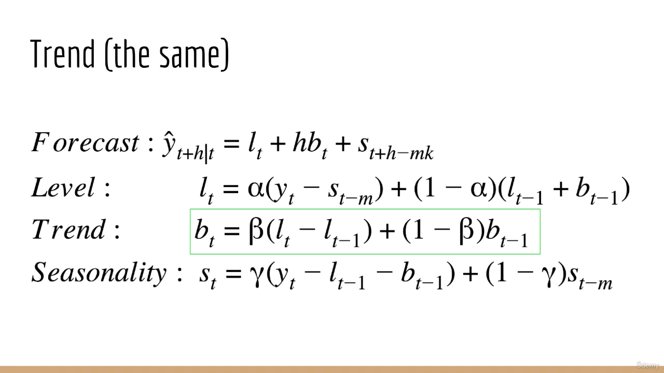Next we have the trend equation. This one is exactly the same as before. It's an exponential moving average of the trend as measured by the difference in levels.